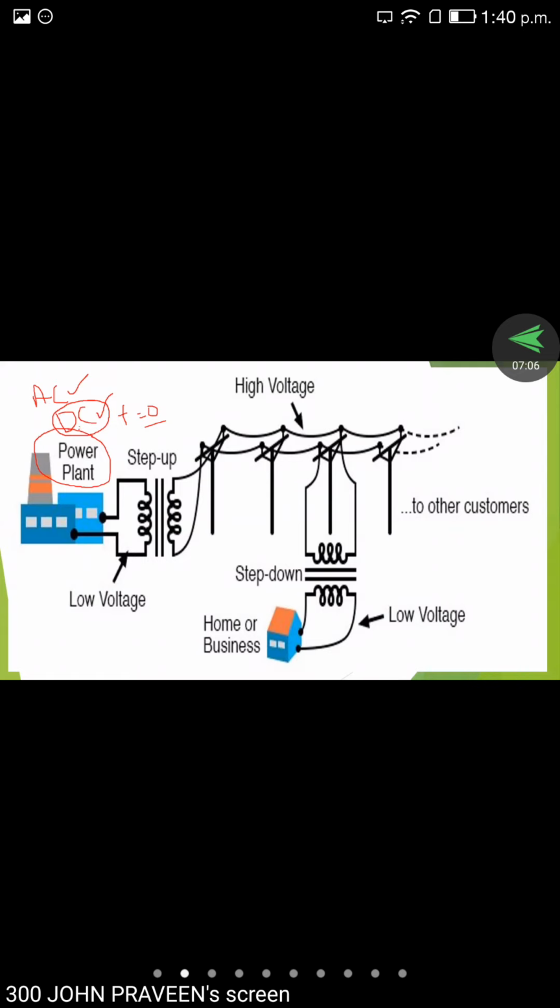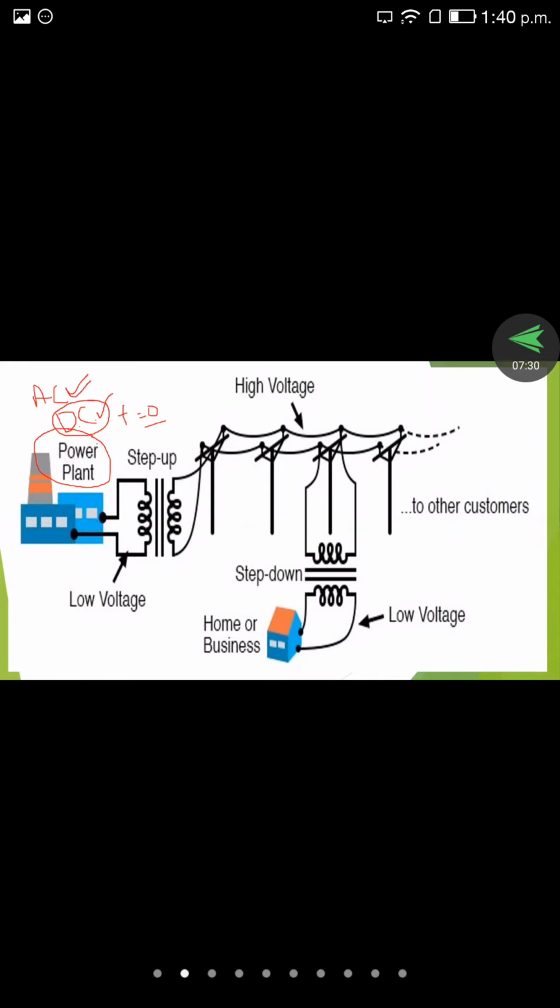So what are the major drawbacks of DC? It cannot transmit over long distances. It is limited to only 50 kilometers. If the distance increases, then losses will increase. Because of that reason, mostly AC is used instead of DC.